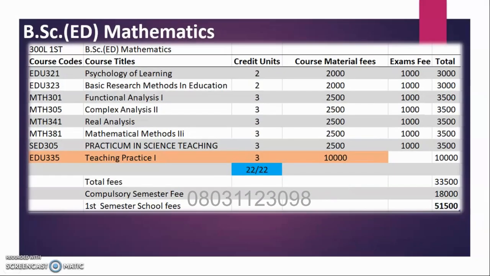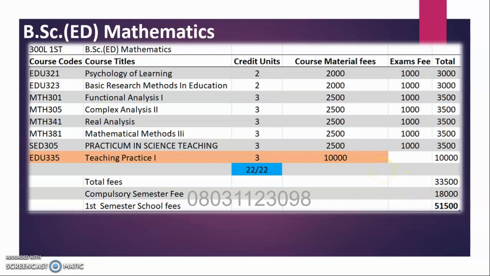Then 300 level first semester, here are the fees for your courses, which include teaching practice. You can see it's 3 units, but it's 10,000. It's considered a project, and there's no fee for exam because it's not examinable. You don't write an exam for it. Put these fees together, you have 51,500.